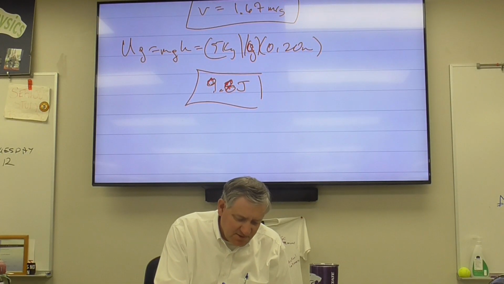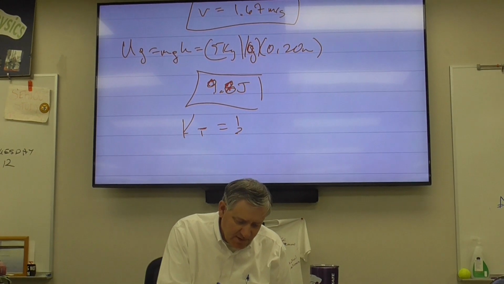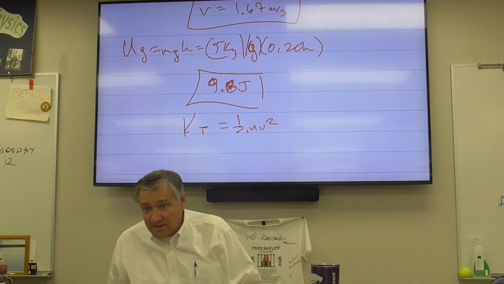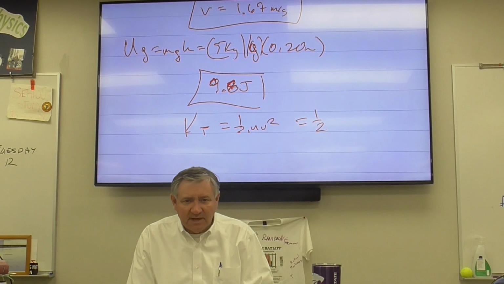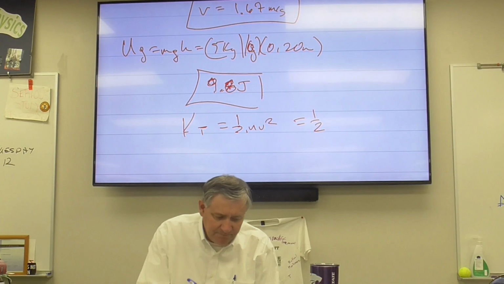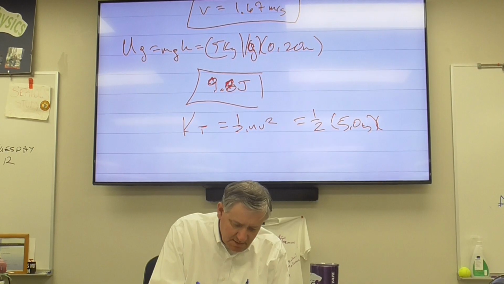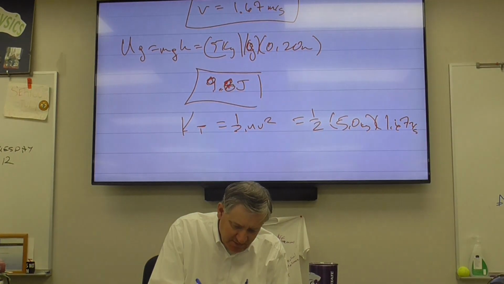So the translational kinetic energy equals 1/2 mv squared. You know m, you know v. Just plug them in. I know my mass and I know my velocity, right? Now, what does my answer obviously have to be less than? 9.8 joules. So if I take 5 kilograms times 1.67 meters per second squared, Cohen, what do I get?